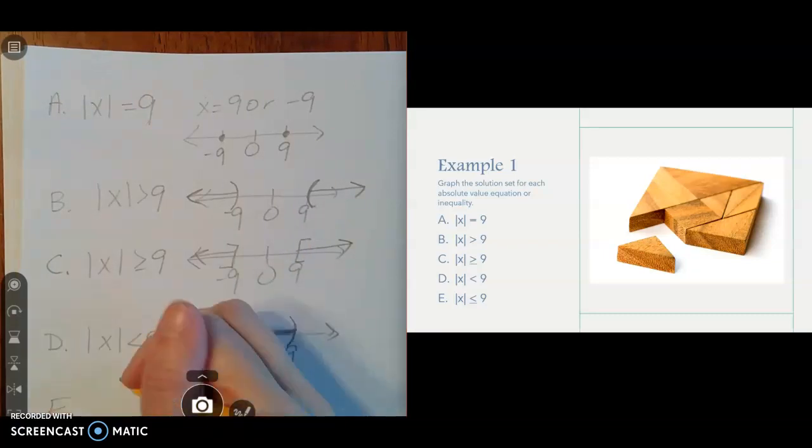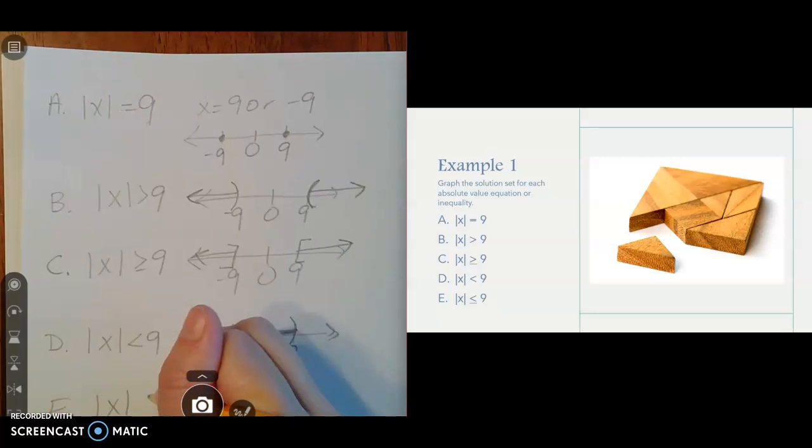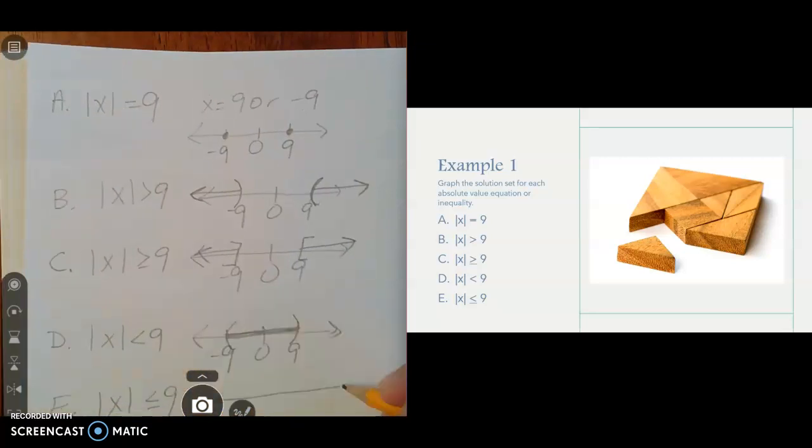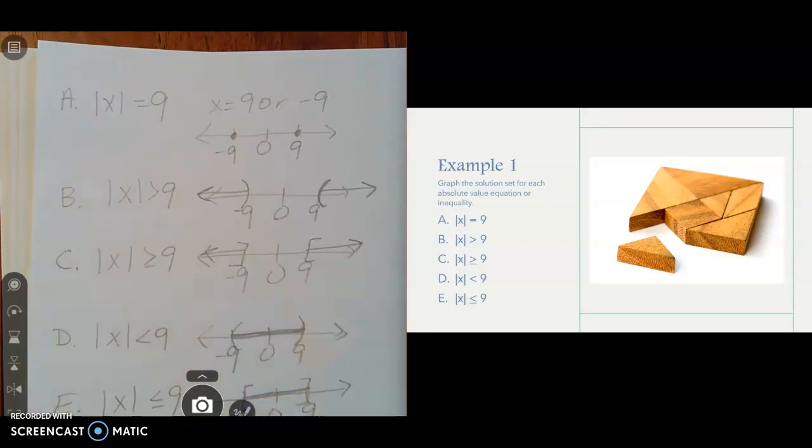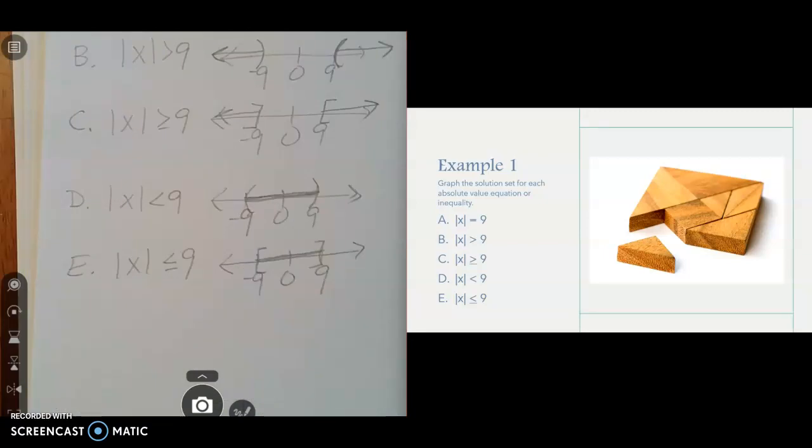For E, what if I just change it to less than or equal to 9? Well, the only difference if I change it from less than to less than or equal to is that I'll have brackets instead of parentheses. It's still going to be between -9 and 9, but now I'll have brackets because I'm going to include the 9 in those values.